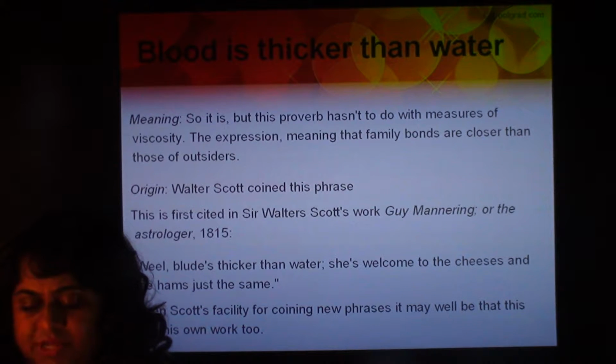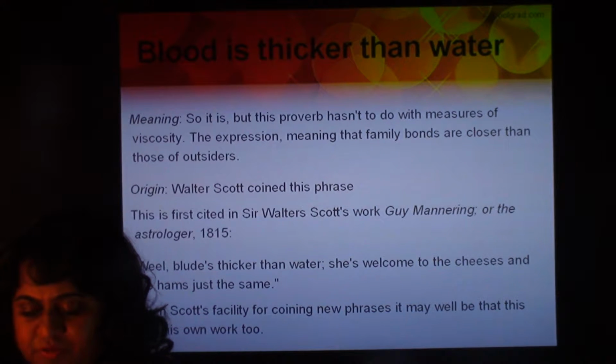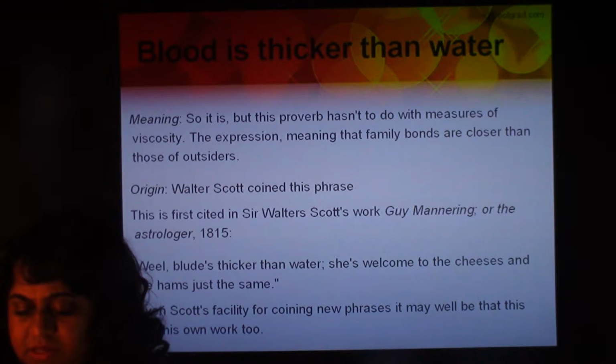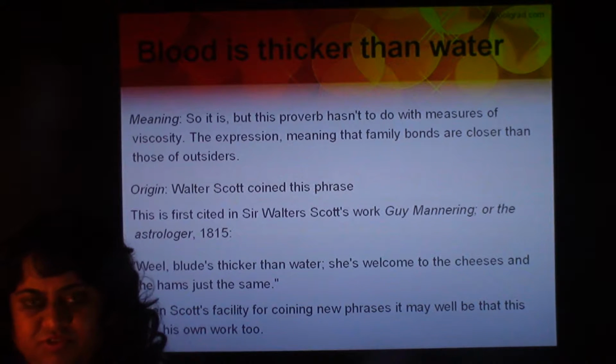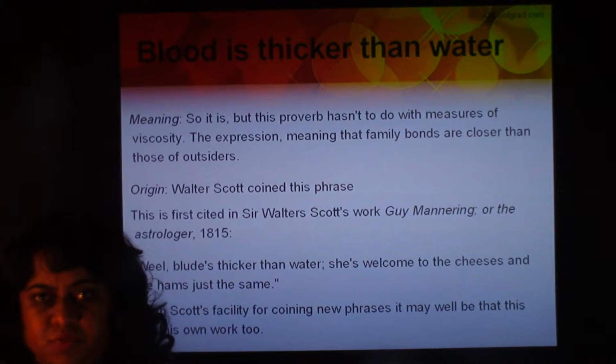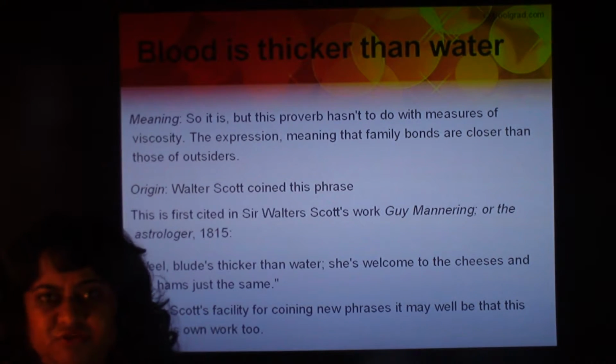So this seems to have been coined by an author named Walter Scott in one of his works, Guy Mannering, or the Astrologer. In one of his books, he says, blood's thicker than water, she's welcome to the cheeses and hams just the same. So they think he's the one who coined this phrase. But what it really means has nothing to do with the viscosity of blood and water, but it means that family ties are always stronger than those of friends and outsiders.